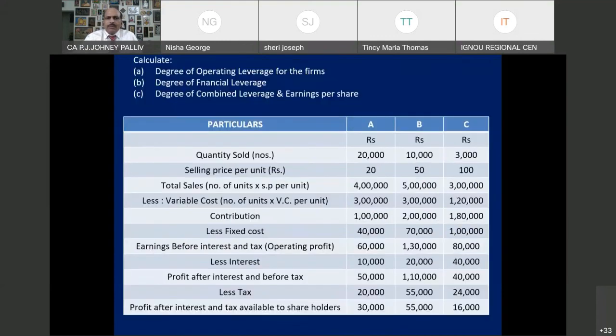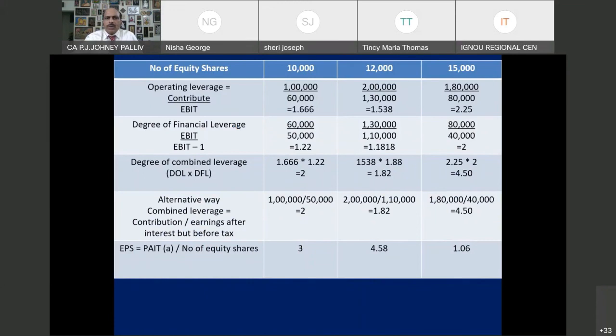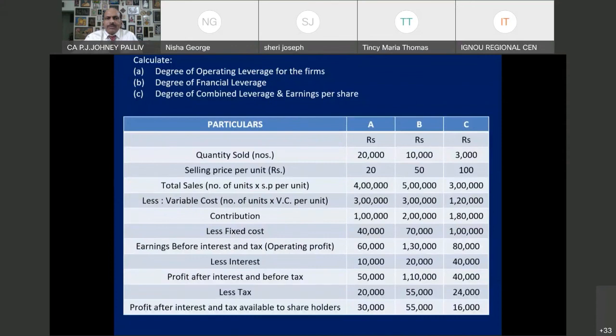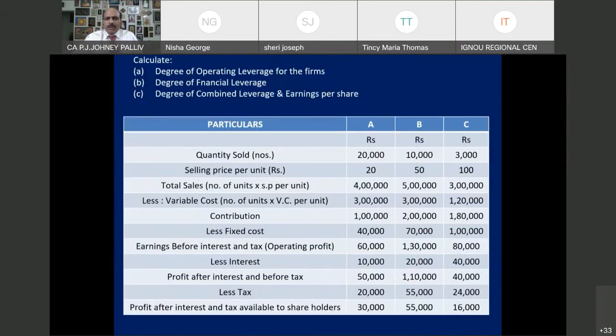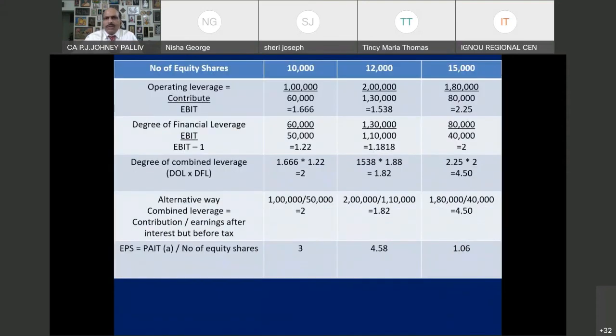You see the DOL, contribution by EBIT. Contribution is given on the previous page: 1 lakh, 2 lakh, 1.8 lakh. Then EBIT. EBIT is given. What is EBIT? 60, 130, 80. You can see operating profit 60, 130, 80. Therefore, DOL is equal to 1.66, 1.538, 2.25.